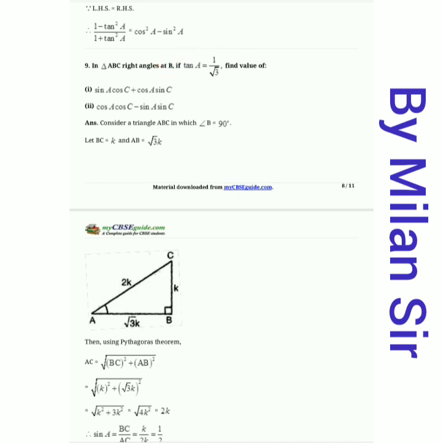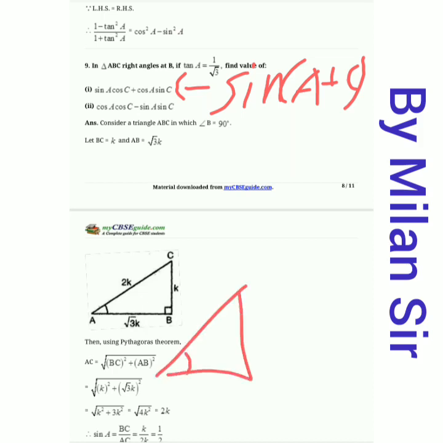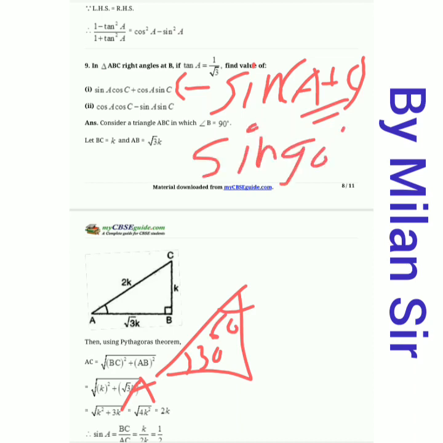Second thing that I tell you, this is the formula of sin (A plus C). Now A is 30 and C is 60, because tan 30 is equal to 1 upon root 3. So A plus C is equal to 90. That means sin 90. Sin 90 is equal to 1. So we got the answer 1.